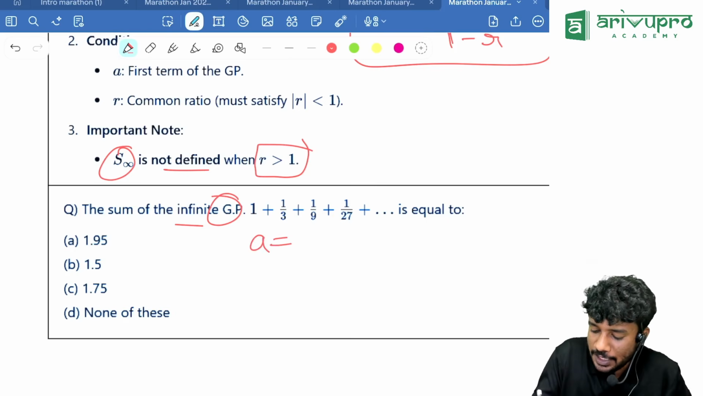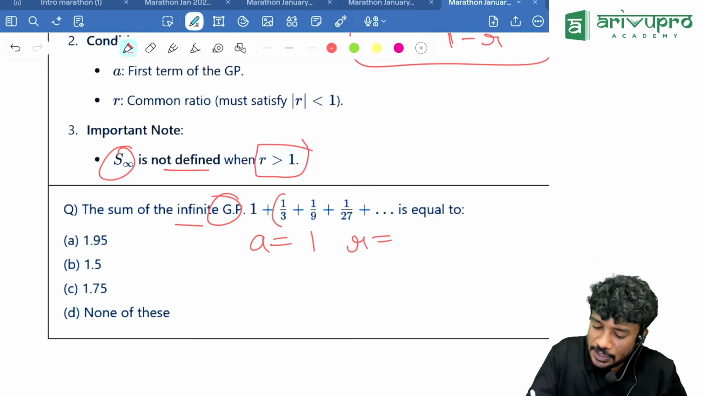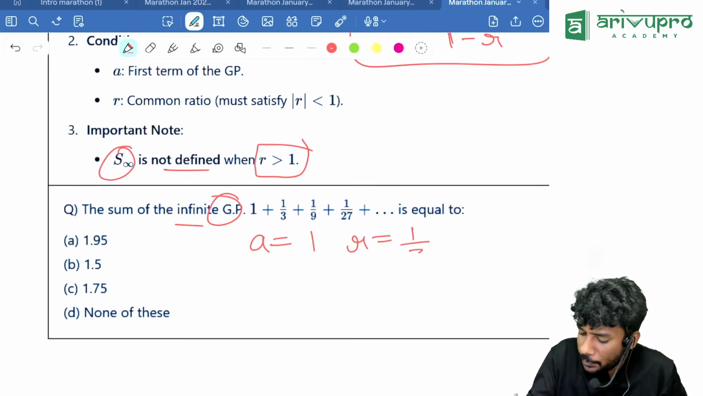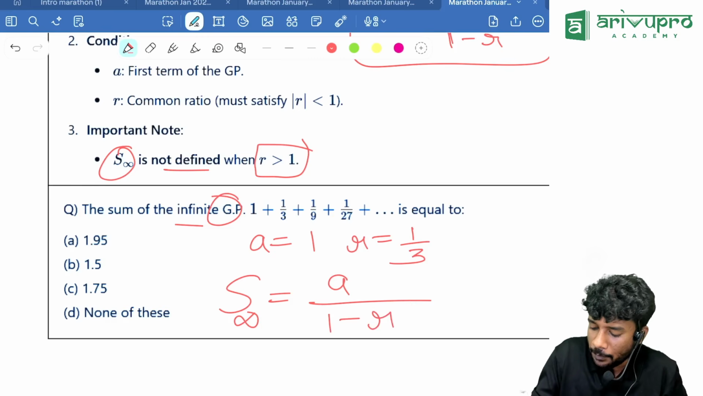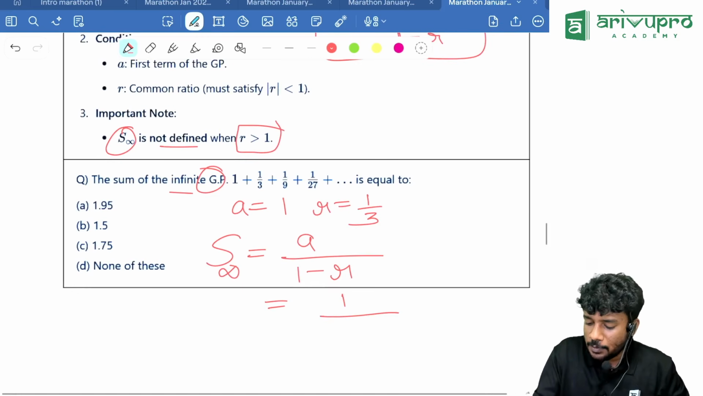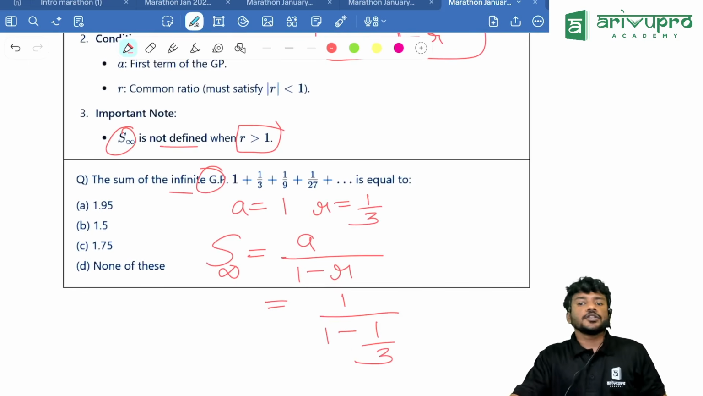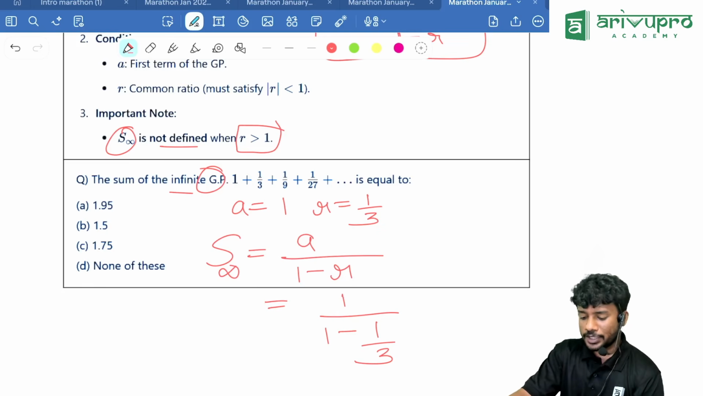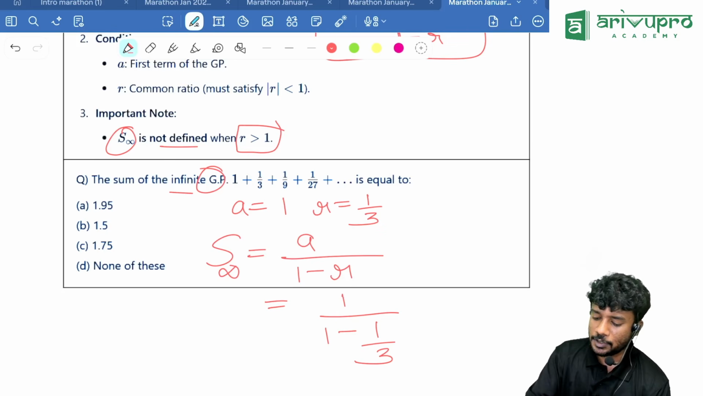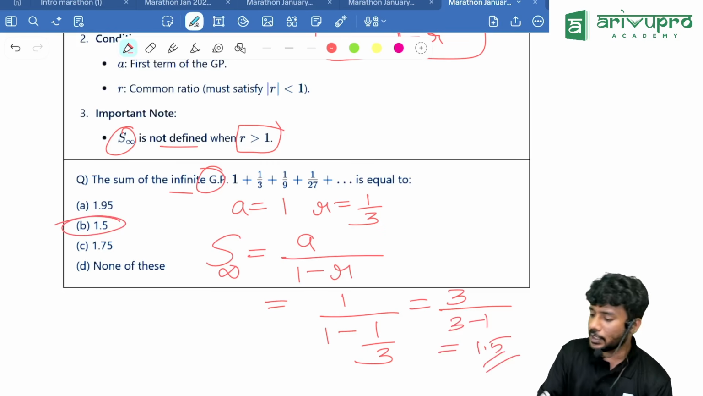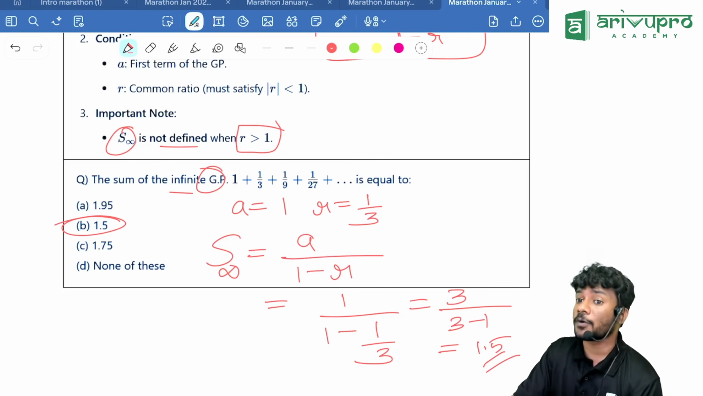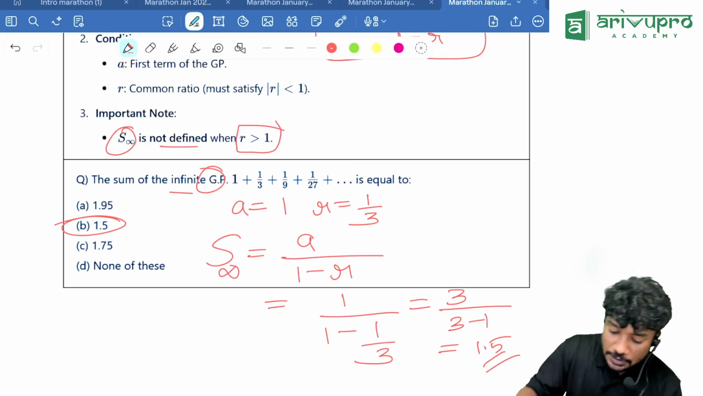What is the first term? A is equal to 1. What is the common ratio? Second term divided by first term is 1 by 3. Now, how will you find S infinity? S infinity is equal to A divided by 1 minus R, that is 1 divided by 1 minus 1 by 3. Use a calculator, or you can take LCM also, both are fine. If you take LCM, 3 is the numerator, 3 minus 1, which is equal to 1.5. Or if you use a calculator, you will get the same answer. You will get 1.49999999 something, approximately equal to 1.5.